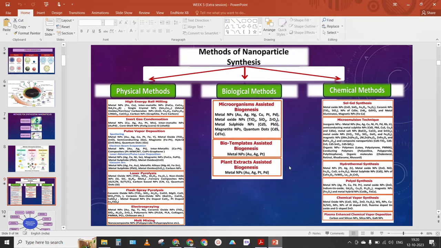Then in biological methods, microorganism-assisted biogenesis, biotemplate-assisted, and plant extract, which I have told you about now. Then chemical methods: sol-gel synthesis, microemulsion techniques, hydrothermal synthesis, polyol synthesis, chemical vapor synthesis, and plasma-enhanced chemical vapor deposition.